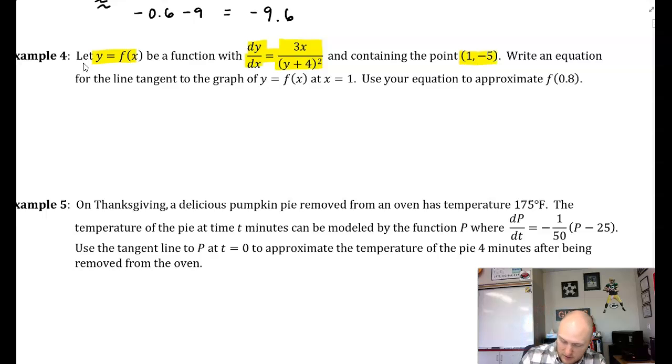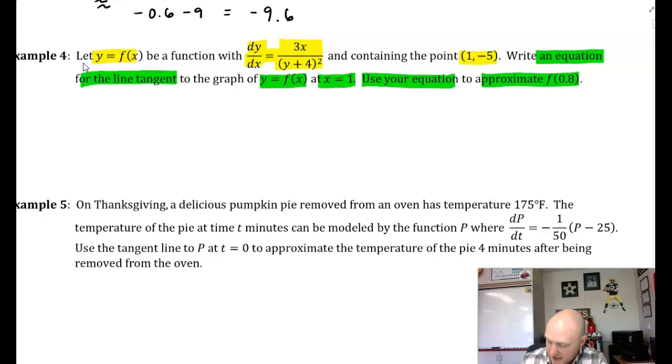Write an equation for the line tangent to the graph of y equals f of x at x equals 1. Use your equation to approximate f of 0.8. So notice two distinct tasks that they have given us in this problem. The first thing, I need the equation of a line tangent to y equals f of x at x equals 1. So what do I need? Well, I need a point.